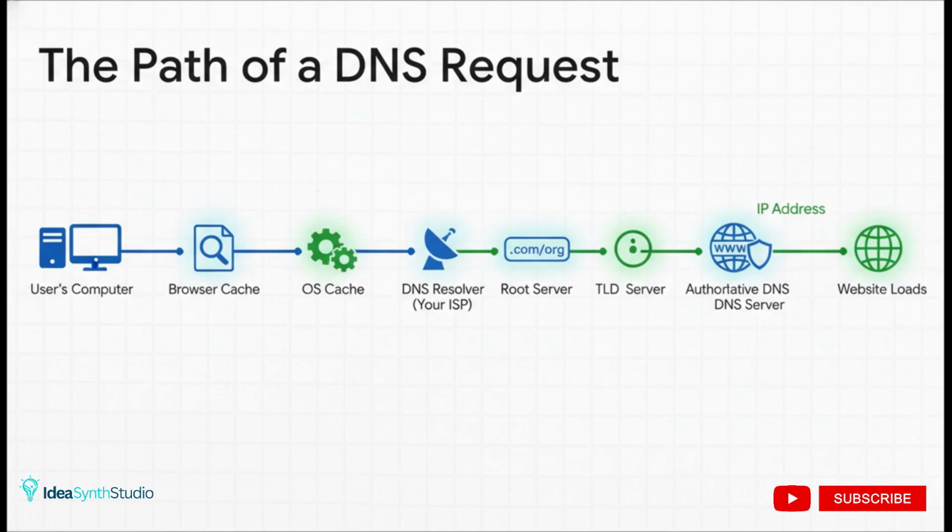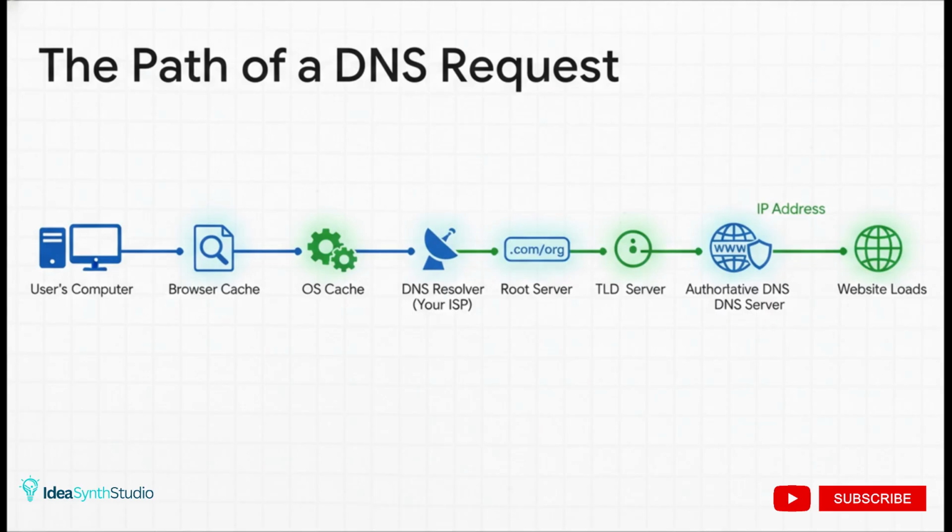Still no luck? Okay, now the request leaves your computer for the first time. It goes to your DNS resolver, which is a powerful server usually run by your internet service provider like Comcast or Verizon. Now this resolver is our hardworking detective. If it doesn't already know the answer, it starts the real quest. It asks a root DNS server. This is like the master index for the entire internet. And get this, there are only 13 of these root server systems in the whole world. The root server won't know the final IP address, but it knows who to ask next. It points our detective to the right top-level domain server, or TLD. This is the big directory for everything that ends in .com or .org. You get the idea.